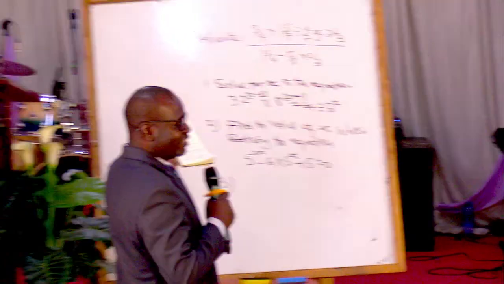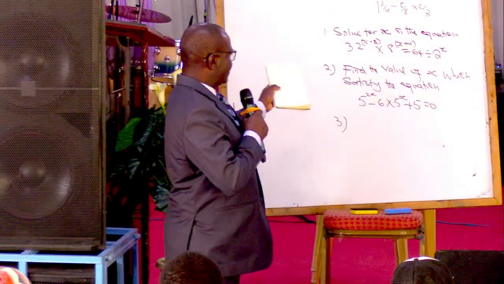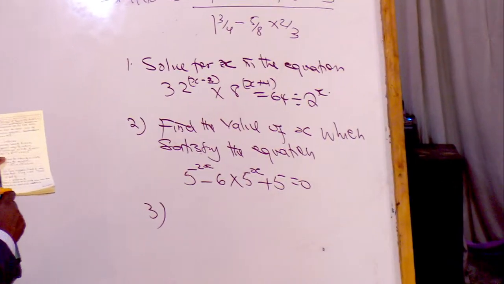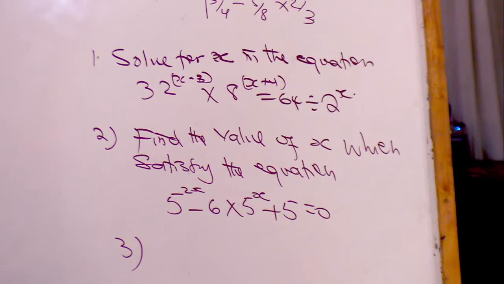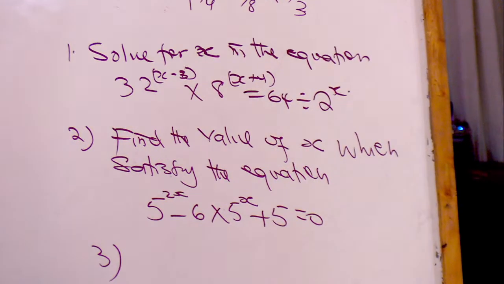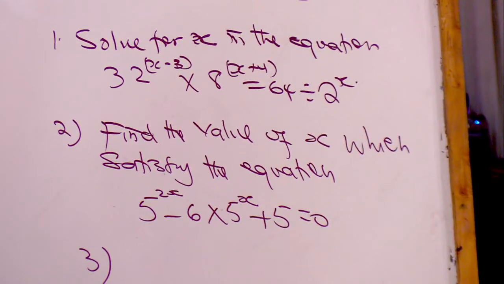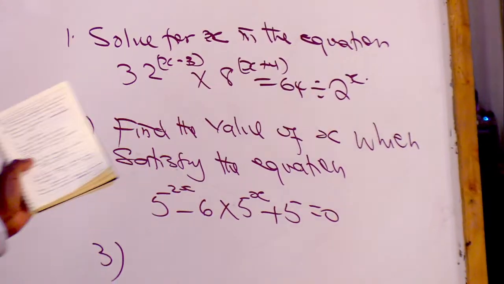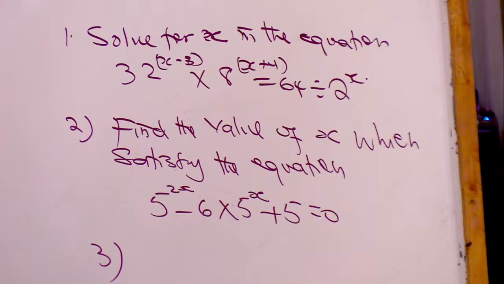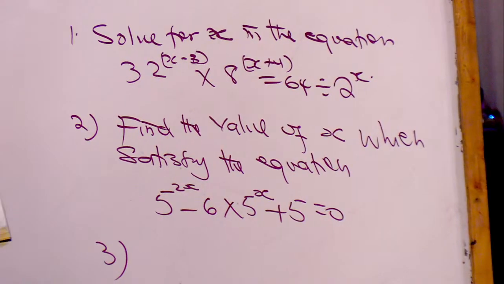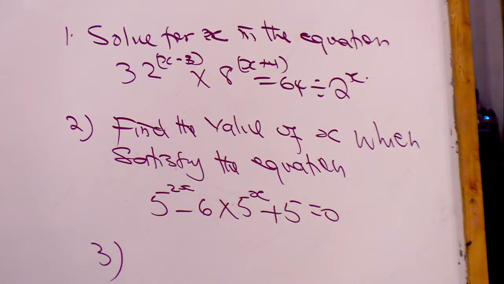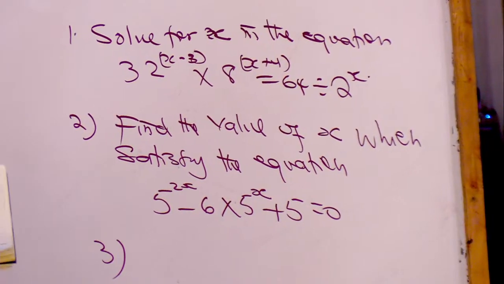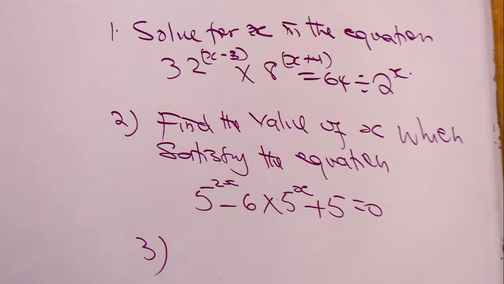Now 1, solve for x in the equation 32 raised to x minus 3 times 8 raised to x plus 4 is equal to 64 divided by 2 raised to x. This one even Form 2 can do it. Number 2, there are different ways they can set. Find the value of x which satisfies the equation 5 raised to 2x minus 6 times 5 raised to x plus 5 equals 0.